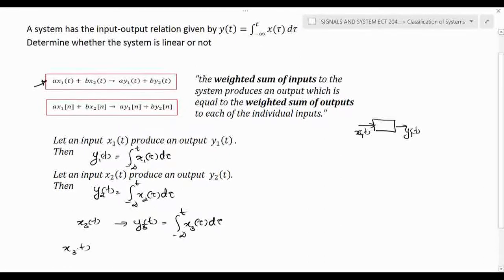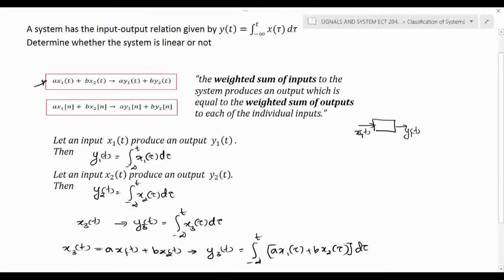And assume that x3 of t is a special type of input, which is a sum of the two inputs x1 and x2, in scaled version. Then you can substitute this x3 of t in this particular equation. Then y3 of t can be written as integral minus infinity to t, and in place of x3 of t, you can substitute this particular equation. So it becomes a x1 of tau plus b x2 of tau, into d tau.